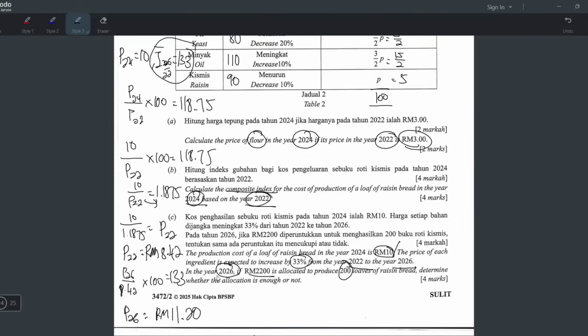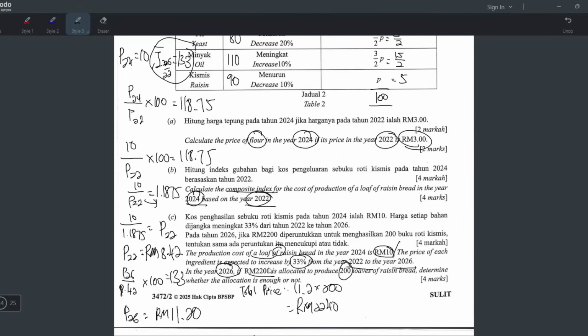And this is only the price for one loaf of raisin bread. Yeah, because you start from 10, right? And 10 is the price of one loaf. So after you do all this, this will also be the price of one loaf. But they want to produce 200 loaves. So to find out our total price, it will be 11.2 times 200. And later we have to check whether this value is more than 2200 or smaller than 2200. Okay, if you press this, you get 2240. So that is the amount you need to spend.